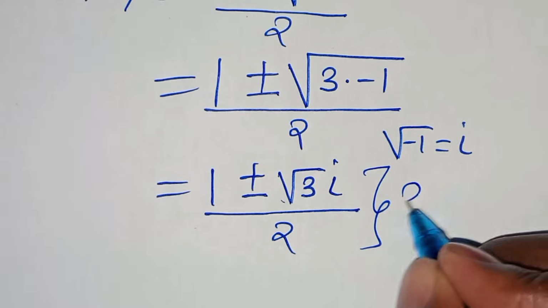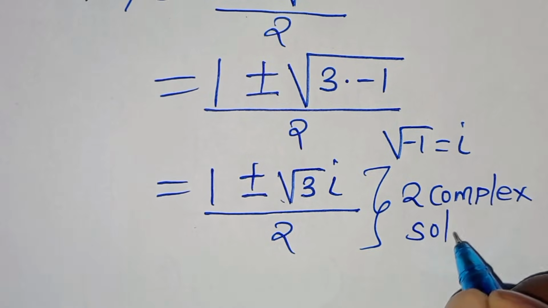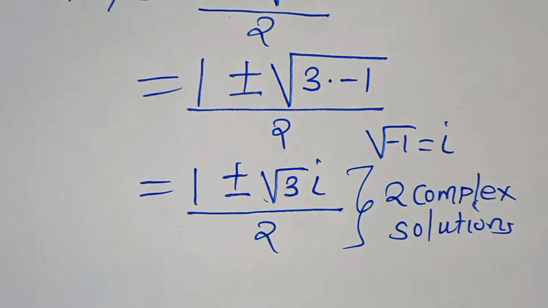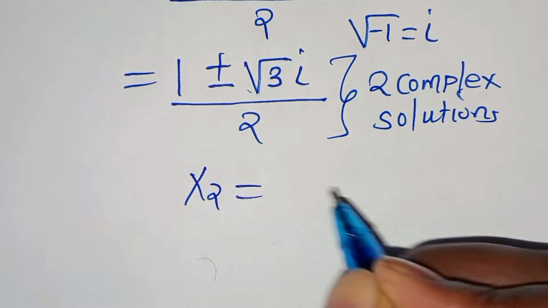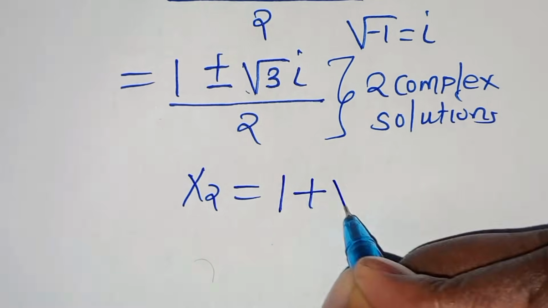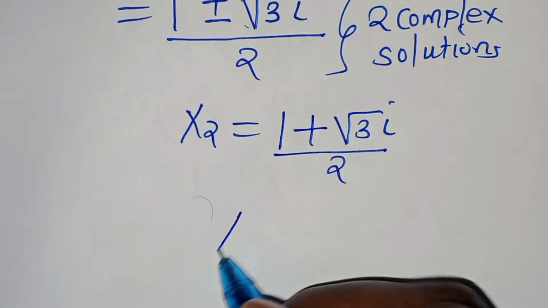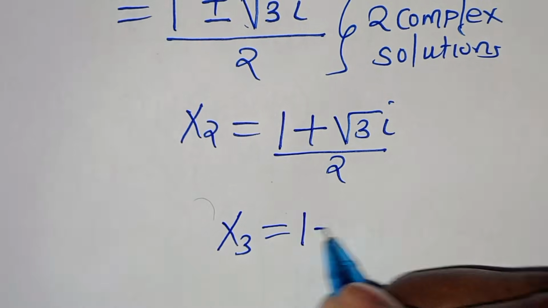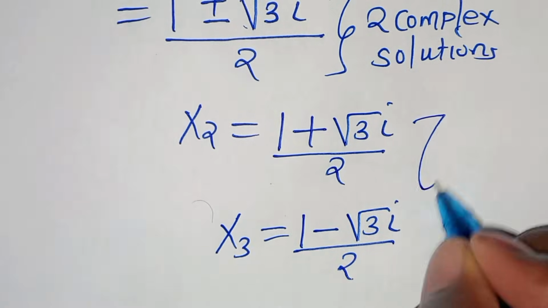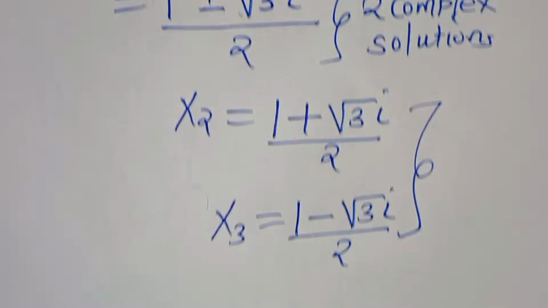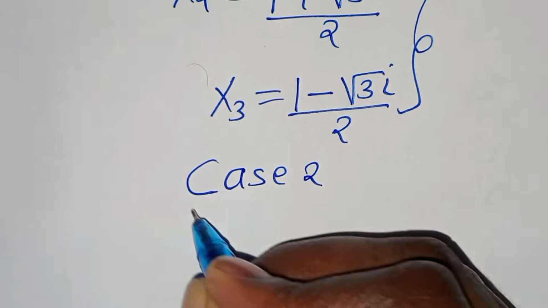So you find that these are two complex solutions under case 1. So this implies that x2 is equal to 1 plus square root of 3i divided by 2, and we have x3 is equal to 1 minus square root of 3i divided by 2. So these are two complex solutions. Let's proceed to case 2.